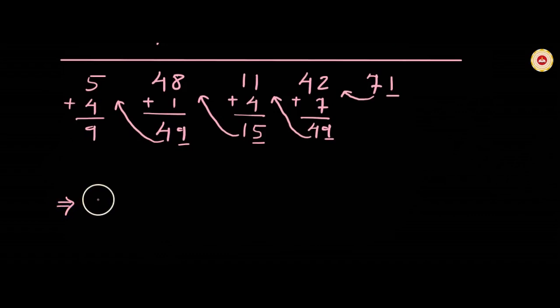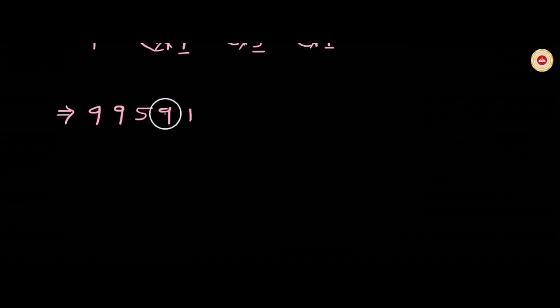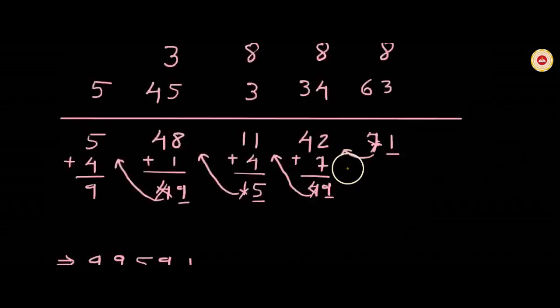Write leftmost part as it is. Write 9 as it is. Neglect this 4 because we have already worked upon it. We have passed this 4. Write retained digits. Write 9 here. Neglect this 1. Write 5. Neglect this 4. Write 9. Neglect this 7. Write 1. 99,591. So let us write final answer 99591.